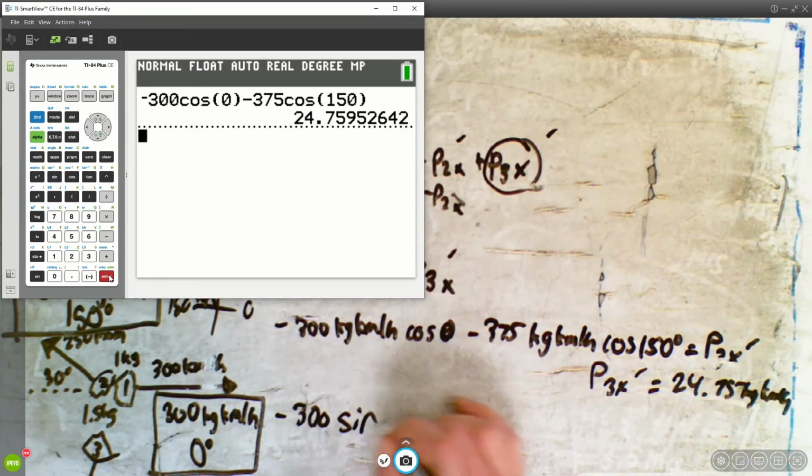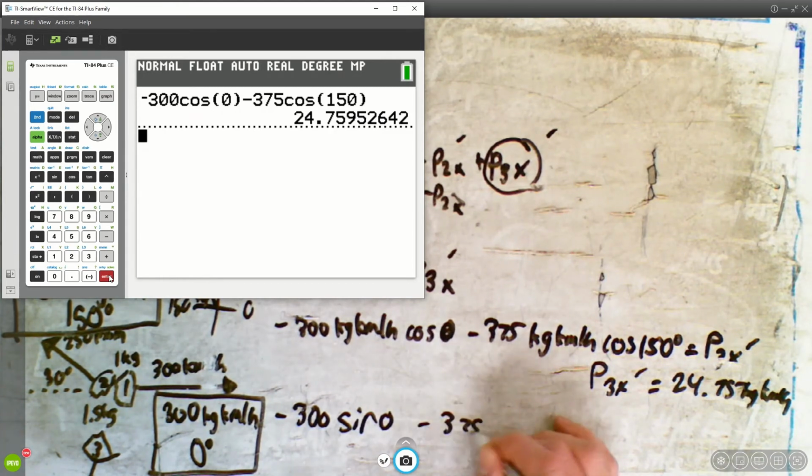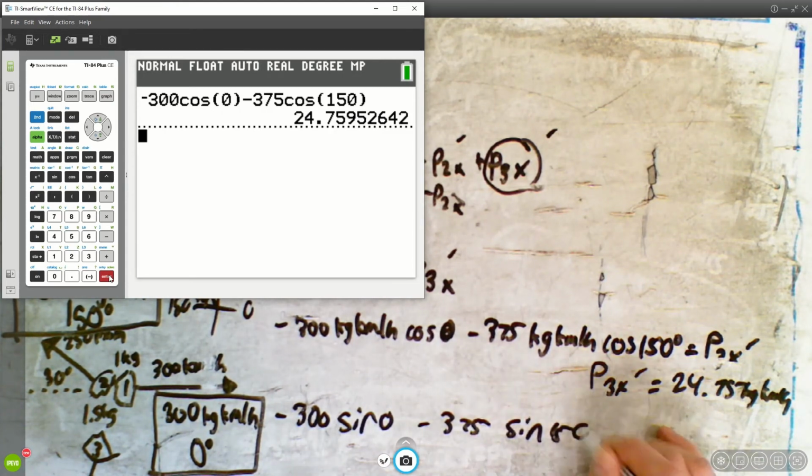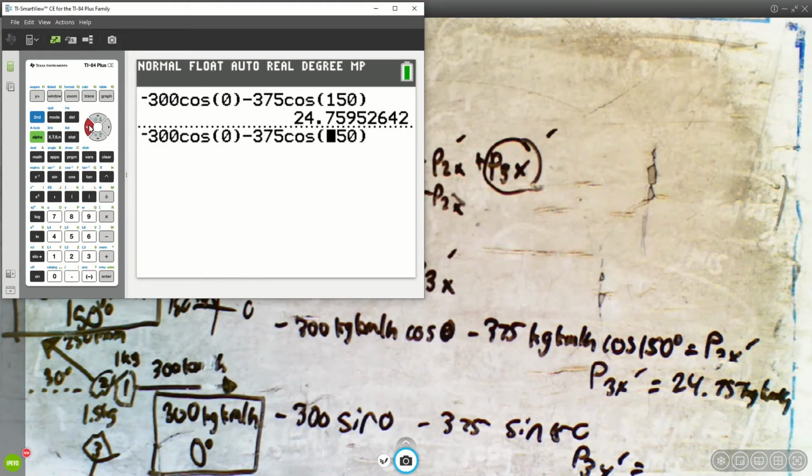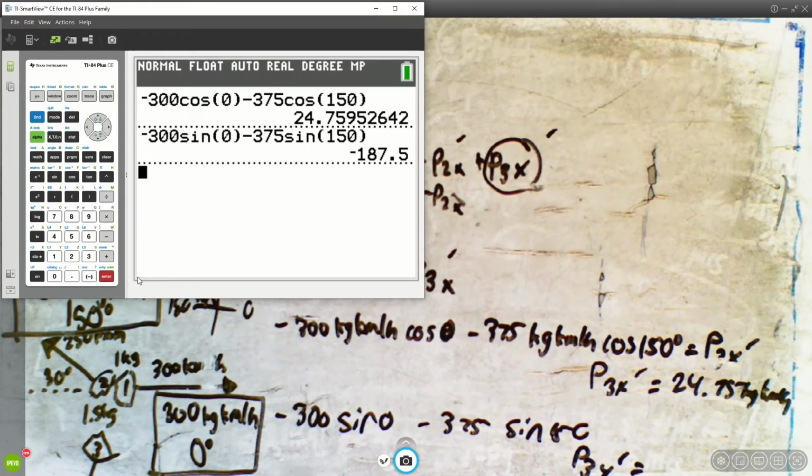So now the reason that we typed it in the same is because all we have to do is write out the exact same thing, but we just have to do it with sines instead of coses, right? And then we find P3y after. So I just push second enter in my calculator. Switch all my coses to sines. And now we have the answer, which is negative 187.5 kilograms kilometers per hour. Oops, that's cut off the screen.